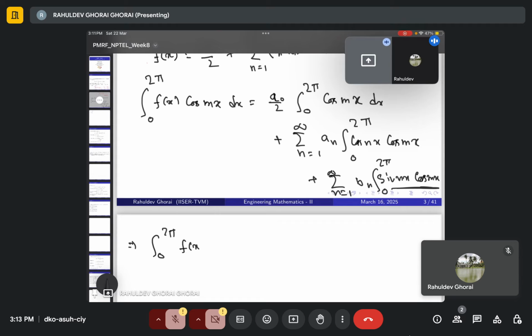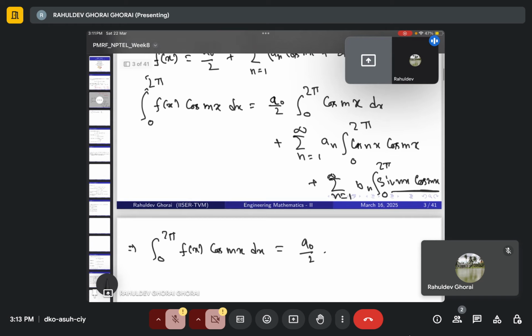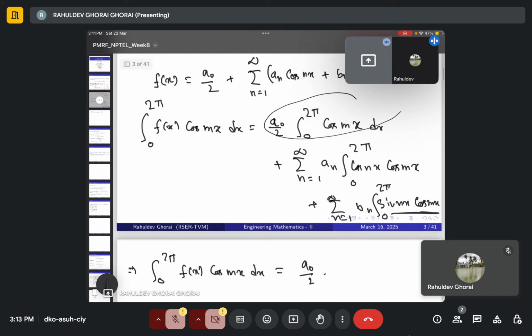So that's why they are 0. But what else will we have? This is cos mx, it will look like a naught over 2 times the integral from 0 to 2 pi of cos mx. This one is also 0. Why? The integration will be sin mx over m, the constant will be there. Then you take the integration from 0 to 2 pi, and if you evaluate the lower limit and upper limit, they are the same, so it will be 0.